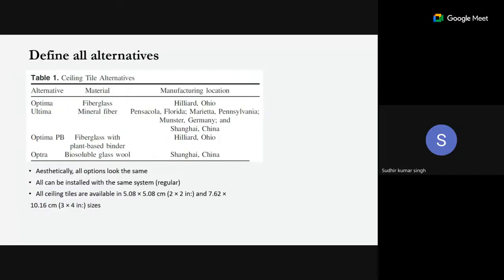Optima has a material of fiber glass. Ultima is a mineral fiber. Optima PB is mineral fiber glass with plant-based binder, and Optra has a biosoluble glass wool. Constituents are different, so their response to the environment will be different. You see, there are some bio-based materials also. There are different manufacturing locations. Manufacturing location is changed, which means the transportation CO2 is going to change, right? Aesthetically, all options look the same. You can choose any. All are supposed to be installed with the same system, so there is no variation, and the sizes are also the same.